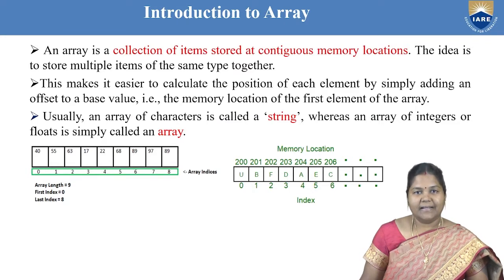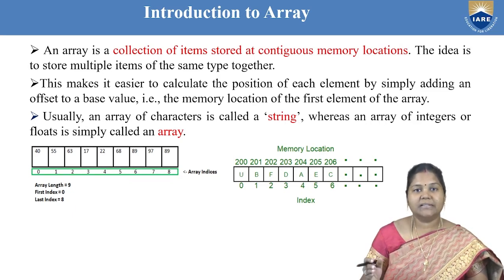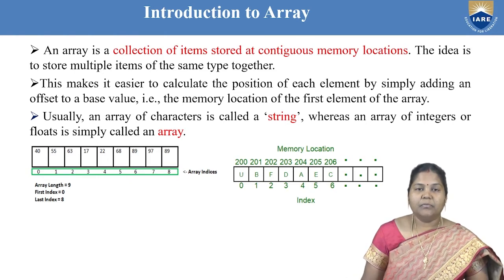Now, what is an array? An array is a collection of homogeneous data elements. Now, the idea is to store multiple elements of the same type. Now, it will be very easy for us to calculate the position of each element if we store them at a common place. Now, how to calculate the position of each element?